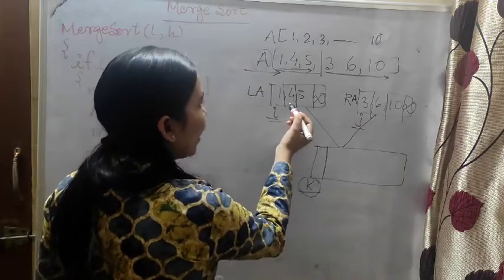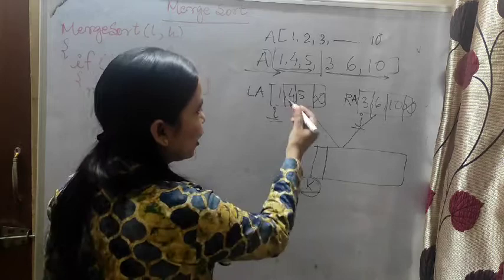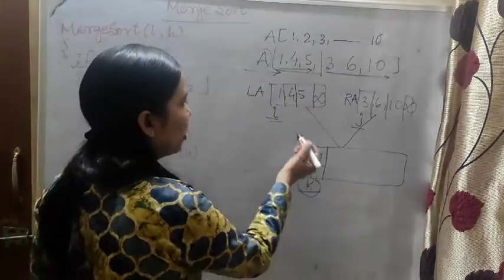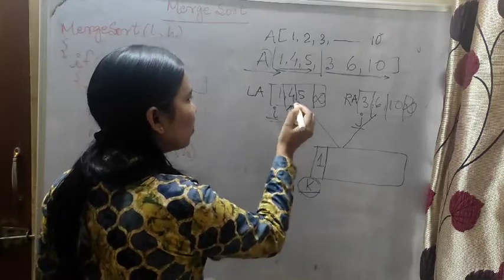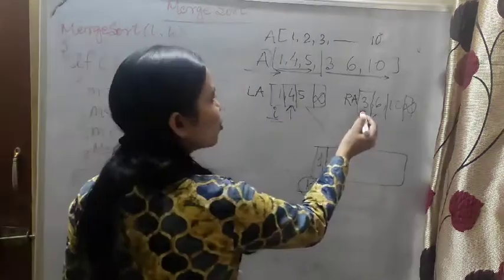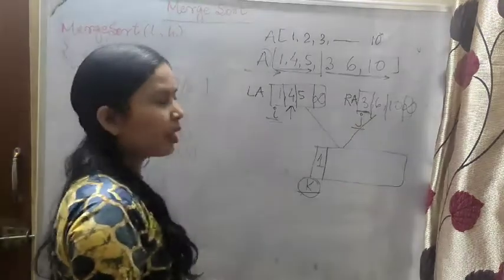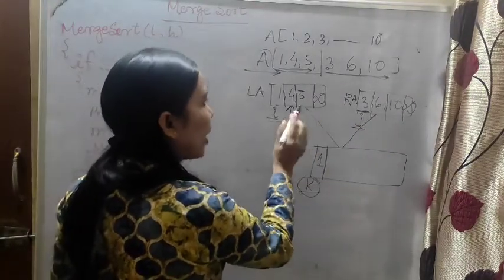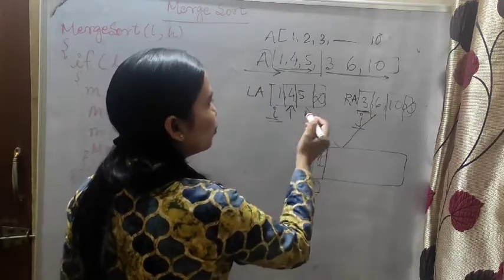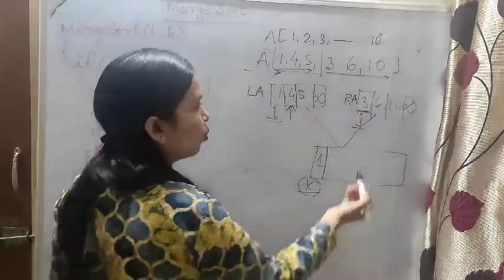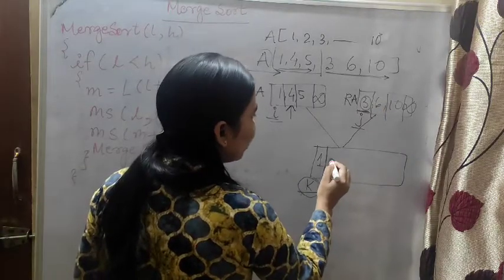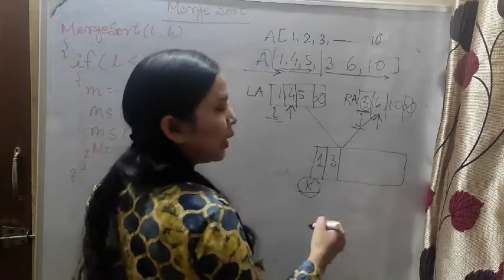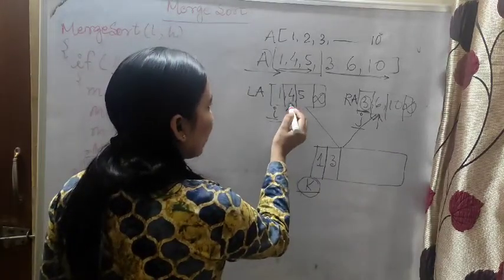So now 1 is less than 3, true, so that first i position's number will come here, and then the i pointer will be moved to next, and j should be in the same place. Why? Because j's value has not come here. So now again we will compare 4 to 3. Is 4 less than 3? No. That means 3 is less. So 3 will be stored here, and then now we will increase j's value and compare again.